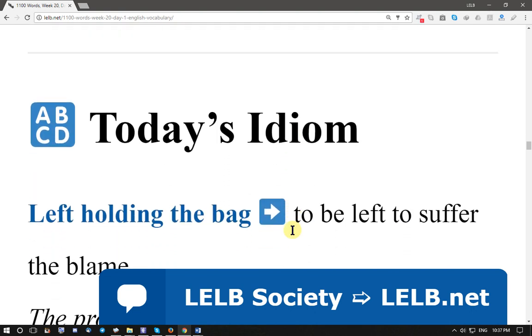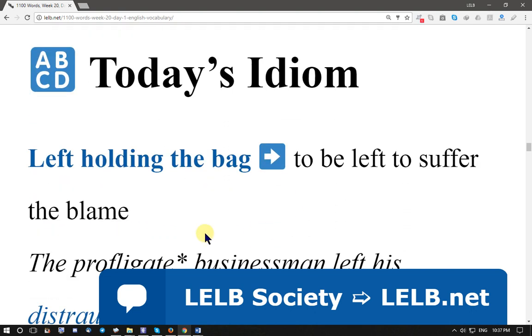And today's idiom: left holding the bag. It means to be left to suffer the blame. For example, there is a group of people and every one of them is responsible for something, but all of them just leave you, as one of the single members of the group, and you are left holding the bag. It means that you are responsible for everything.